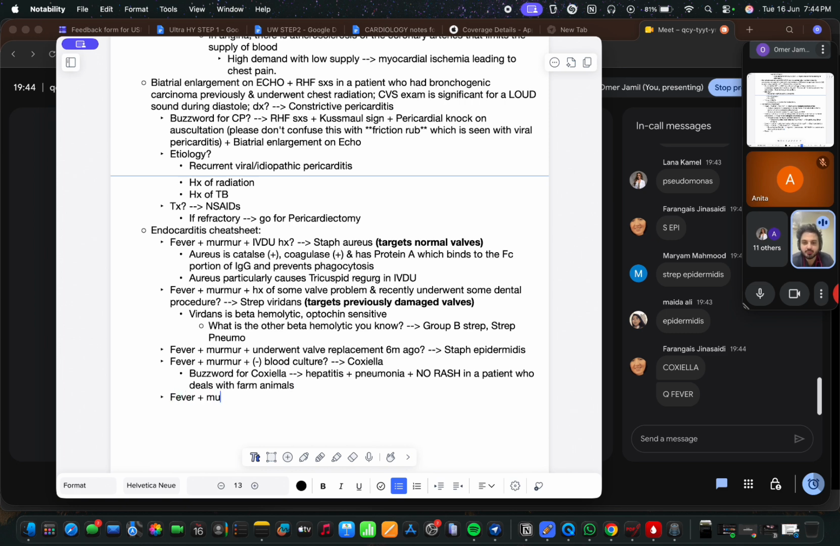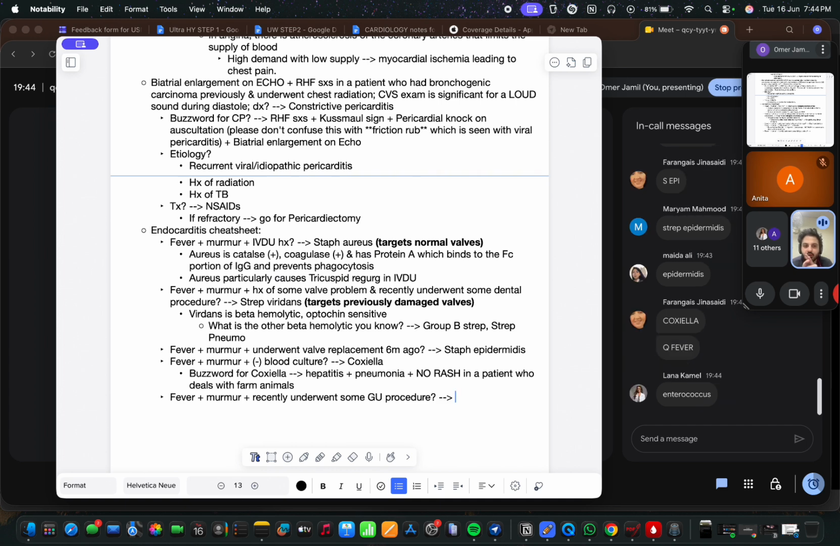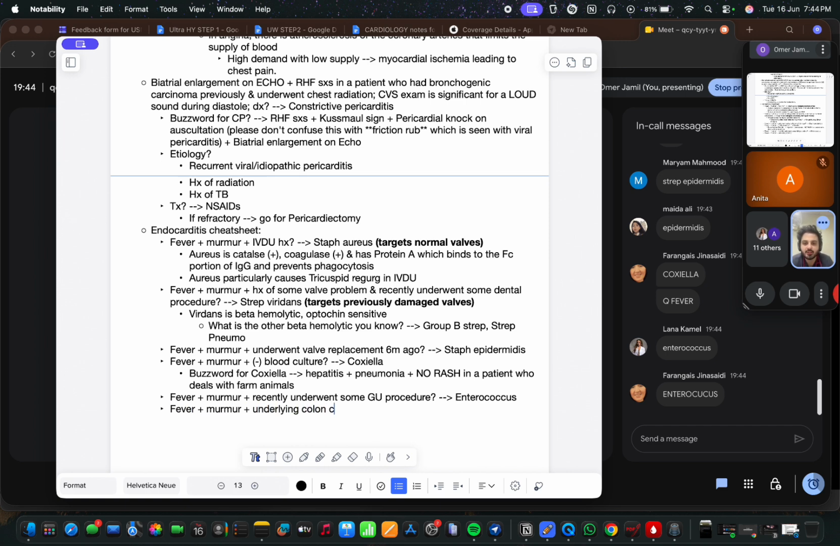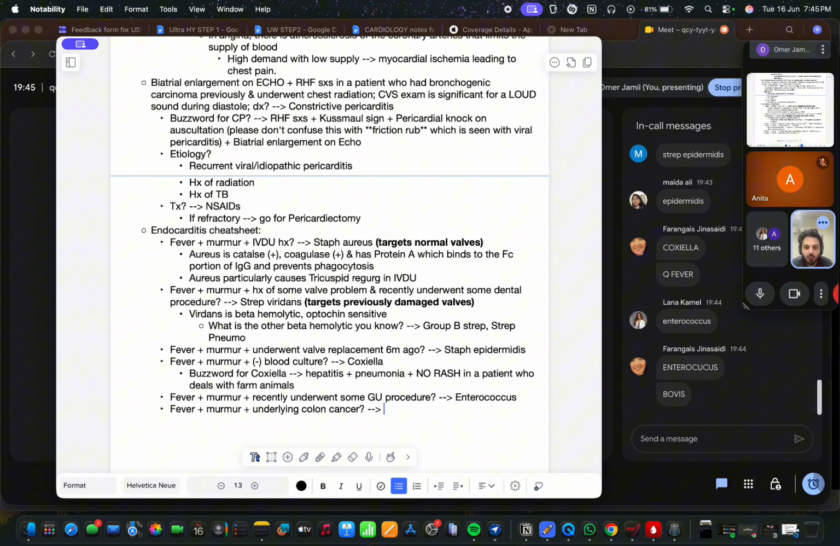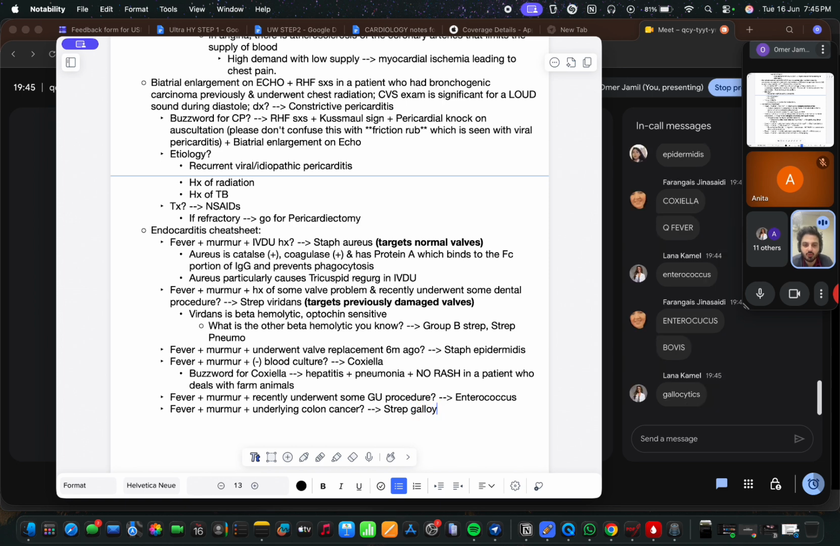Then fever plus murmur plus recently underwent some genitourinary procedure. What are you thinking here? Very good, Enterococcus. Okay, very good. Then fever plus murmur plus underlying colon cancer. What are you thinking here? Bovis. Okay, strep bovis or gallolyticus, whatever you call it. Okay. Are we left with anyone? Let me see.